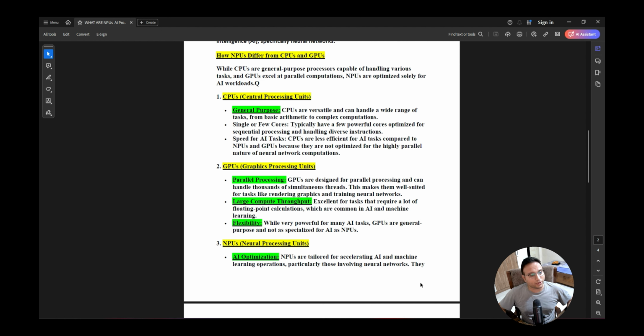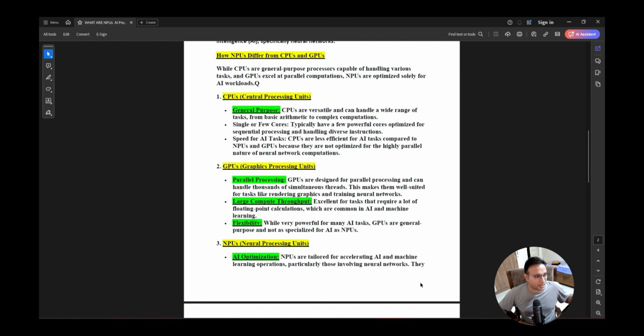So GPUs are designed for parallel processing and can handle thousands of simultaneous threads. So it can handle multiple threads at the same time. This makes them well suited for tasks like rendering graphics and training neural networks. So we can use it for AI also, for neural networks also. We can utilize the GPU, but the capability we will discuss later, so we can understand why we are going with the NPU in a later phase.